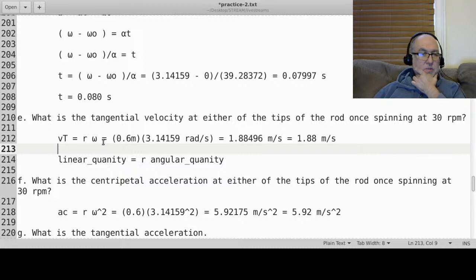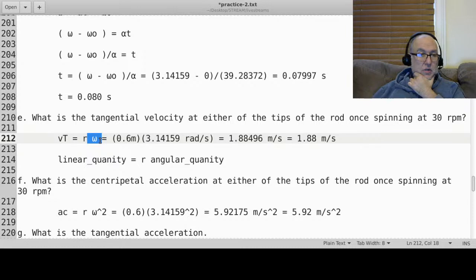So omega is the angular quantity. It's how fast it's spinning in a circle. It's how fast it's rotating. You multiply that by r, and that gives you the tangential velocity. That is, how fast is this thing moving in meters per second, at that particular point, at a distance r from the center, okay? So that's where this formula comes from.